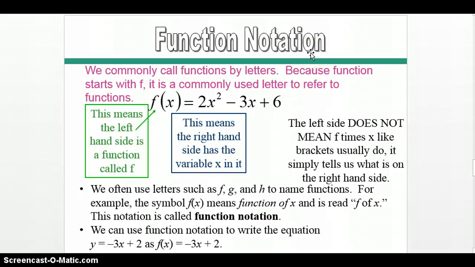Function notation: we write the function in the form of f of x. Here f is a representation of the function, x is the variable. Here it doesn't mean that f and x have been multiplied. This means f of x, f is a function of the variable x, which is equal to 2x squared minus 3x plus 6. We can write y equal to negative 3x plus 2 as f of x equal to negative 3x plus 2. We use the letters f, g, h to name a function.